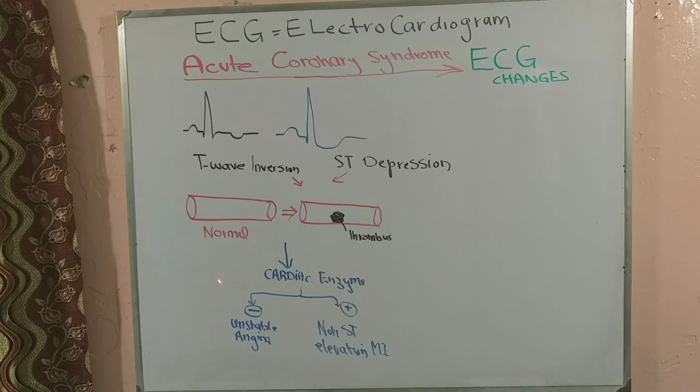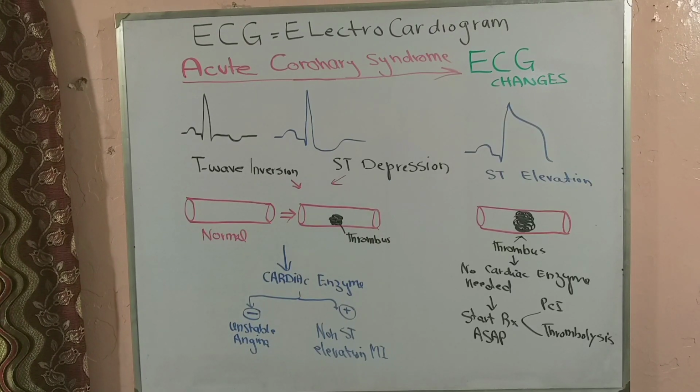After 4 to 6 hours, you get the cardiac enzyme in these patients after getting the ECG, and if the cardiac enzyme is negative, we'll call it unstable angina, but again still it's a part of the acute coronary syndrome. But if the cardiac enzyme is positive, then it is a non-ST elevation MI.